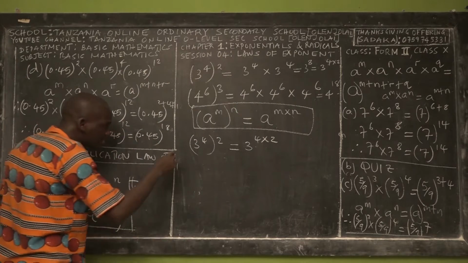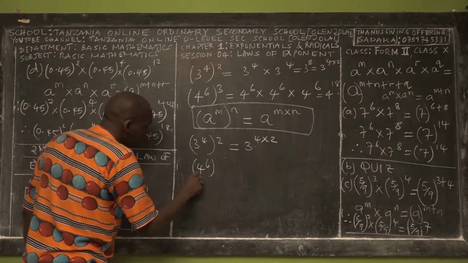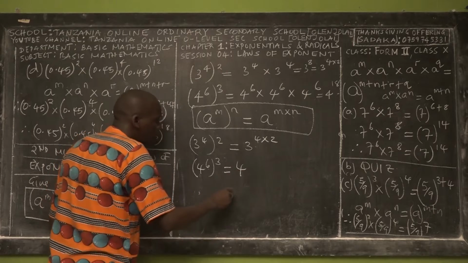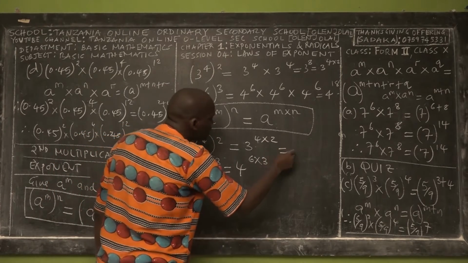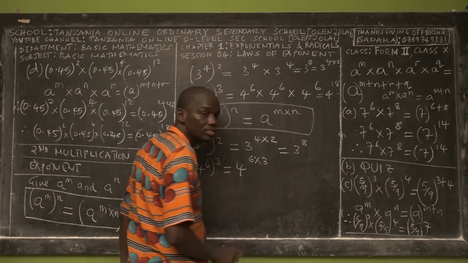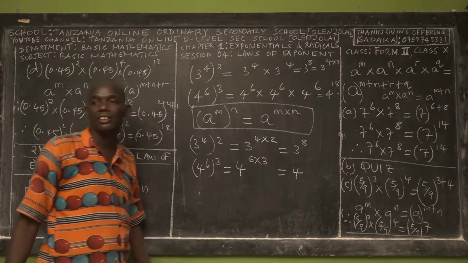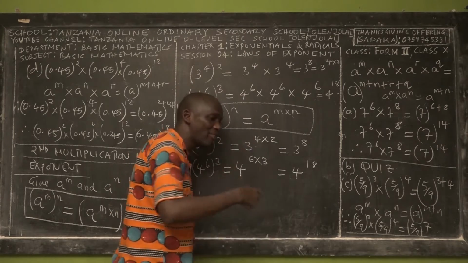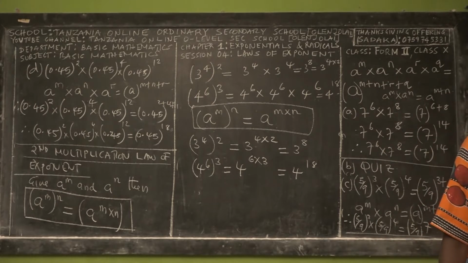By using this law, we had 4 power 6, all raised to power 3. This is equal to 4 power 6 times 3. Remember that 3 power 4 times 2 is equal to 3 power 8. And here we have base of 4, 6 times 3 is 18, so you have 4 power 18. So whatever law you are going to apply, you will get the same answer.